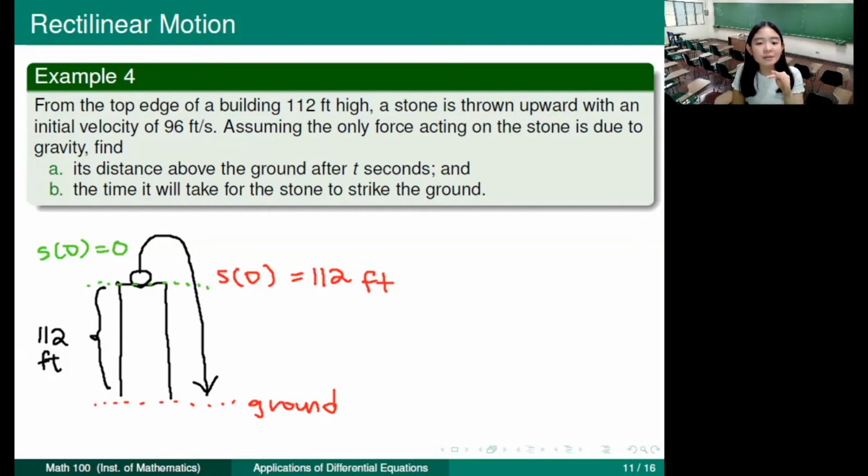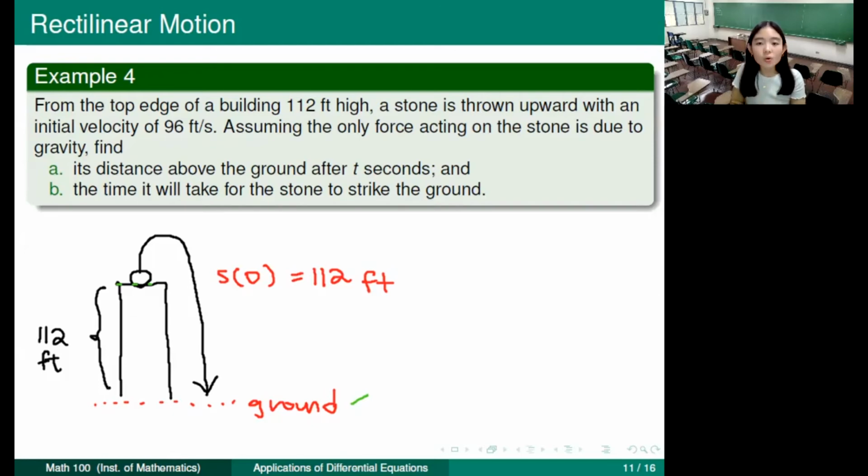For my illustration here, maybe I'll use na lang the ground as my reference point just so my positions are all non-negative. But it's up to you kung saan kayo comfy. No? So ako, ground ang gagamitin ko. So therefore, isa sa mga initial conditions ay yung S of 0 ay 112 feet. Okay, let's see pa kung ano yung mga initial conditions natin.